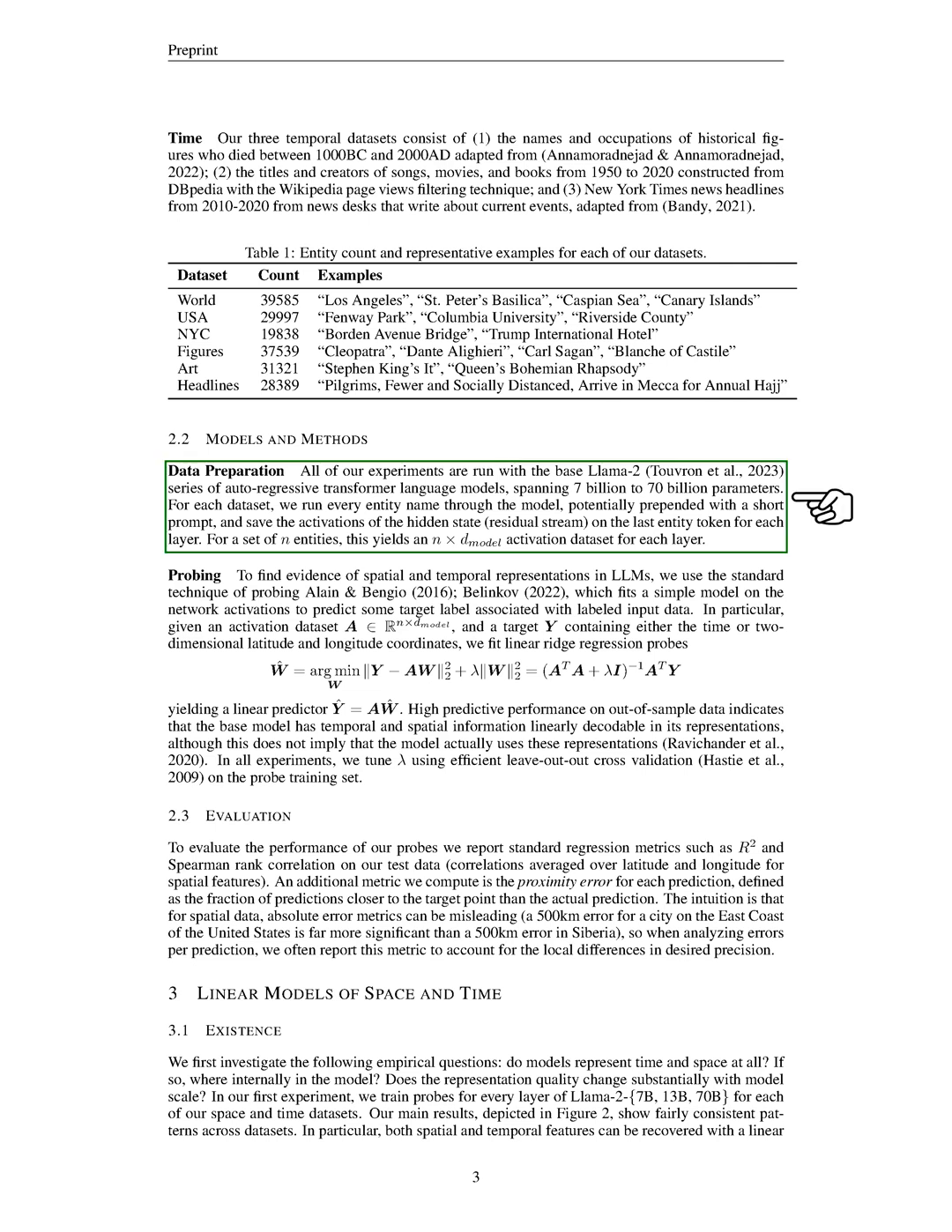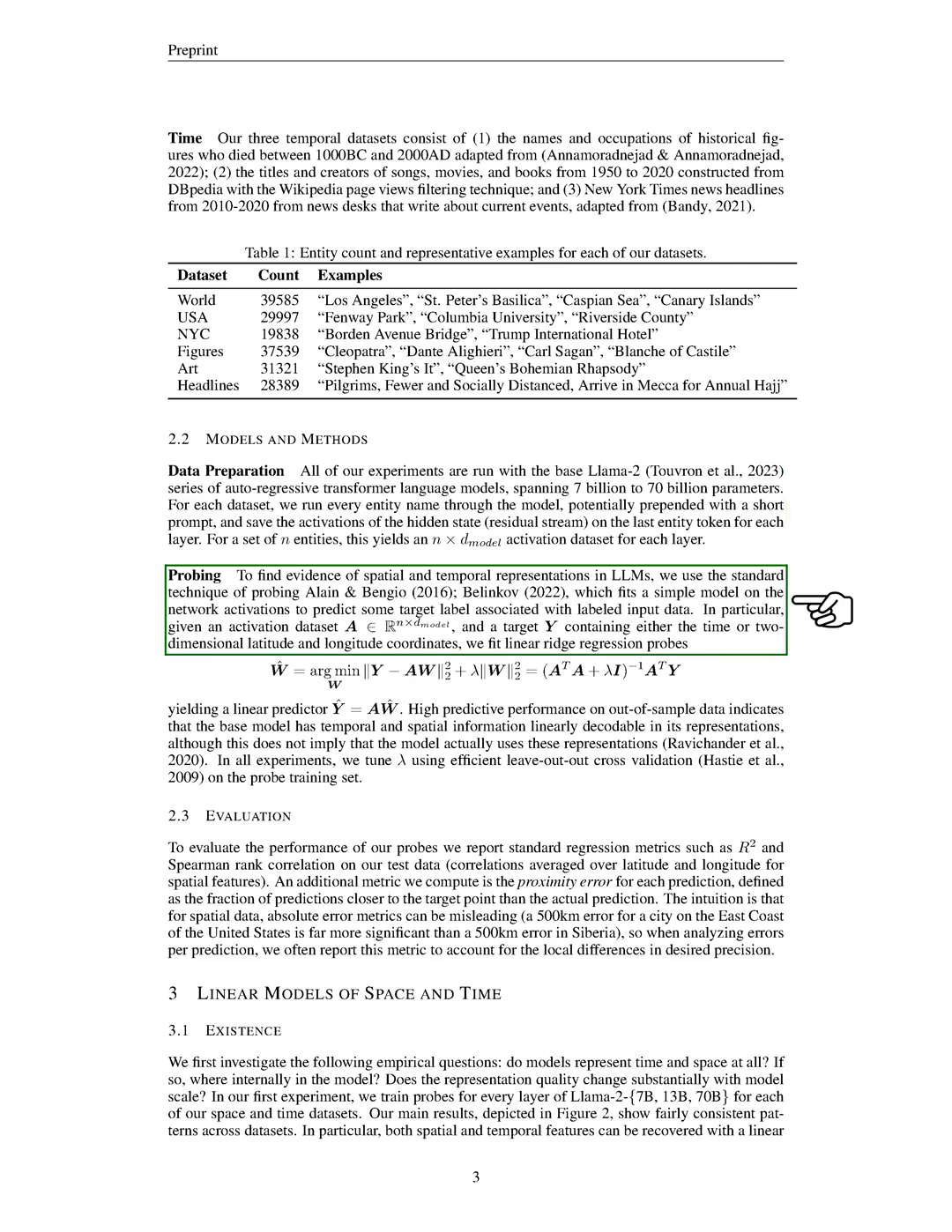Section: Data Preparation. We conducted our experiments using a series of auto-regressive transformer language models called LLM2, which range from 7 billion to 70 billion parameters. For each dataset, we processed every entity name through the model, sometimes with a short prompt, and recorded the hidden state's activations on the last entity token for each layer. This resulted in an activation dataset for each layer, corresponding to a set of N entities. To investigate if the models represent spatial and temporal information, we used a standard technique called probing.